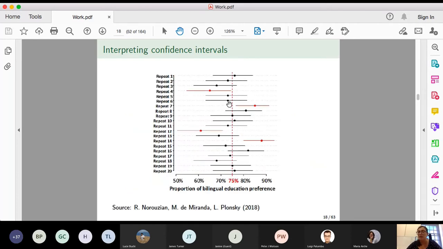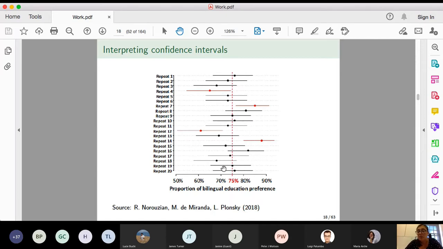And you may have seen a similar graph to this in the past. So here, this has been simulated assuming that the real proportion of bilingual education preference is 75%. Then from this population, samples of size 100 have been taken, the proportion in the sample computed, and the confidence interval computed. Each of these lines is a different confidence interval obtained from the same population where 75% of the parents prefer bilingual education. The dots represent the sample mean.